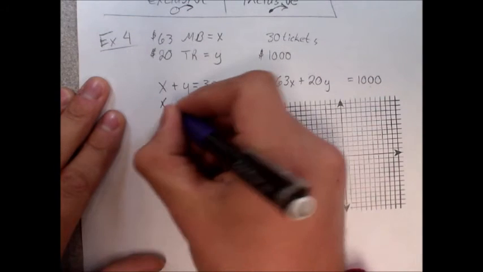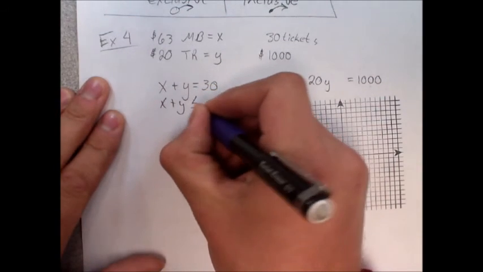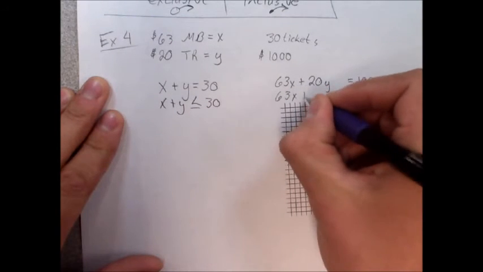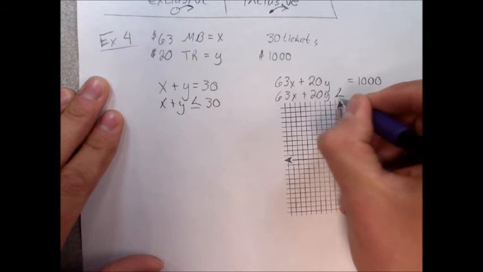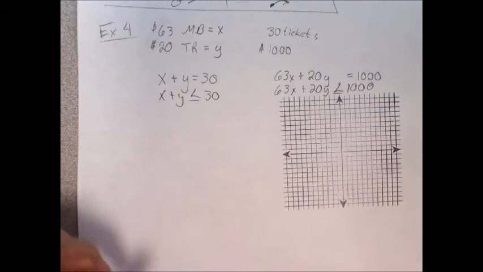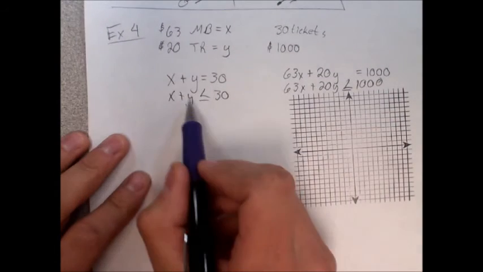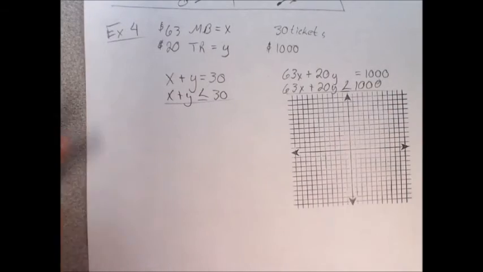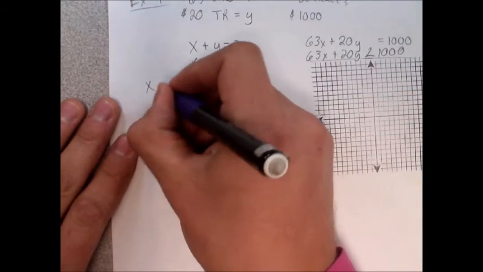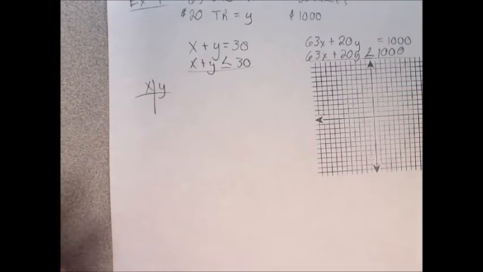So here it would be X plus Y would be less than or equal to 30 tickets. And just the same, 63X plus 20Y would be less than or equal to $1,000 because we can't exceed that, right? But we can go below it. So here's really the two equations that we're going to end up solving for. Okay, since we haven't done some by the intercepts, we're going to do these ones by intercepts.